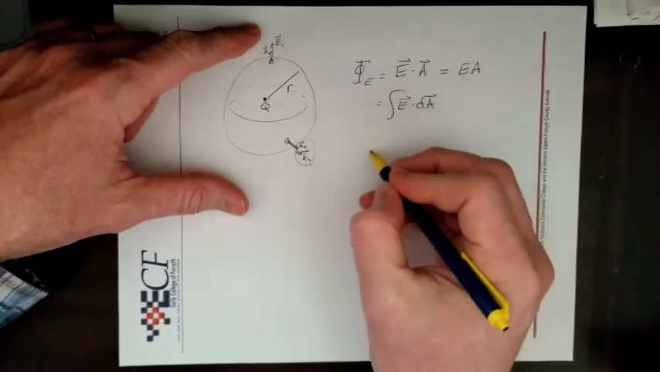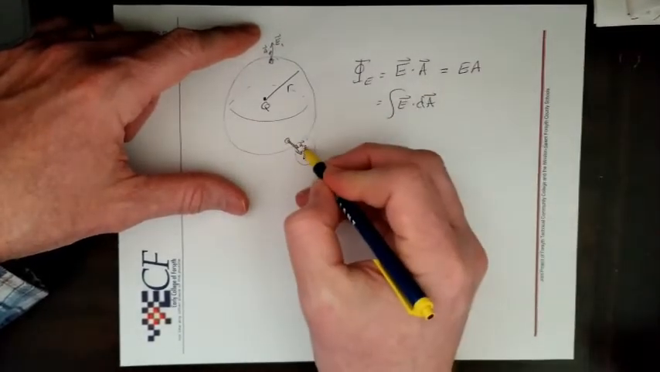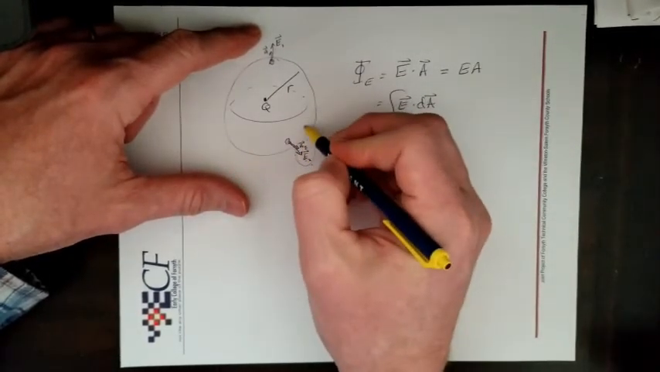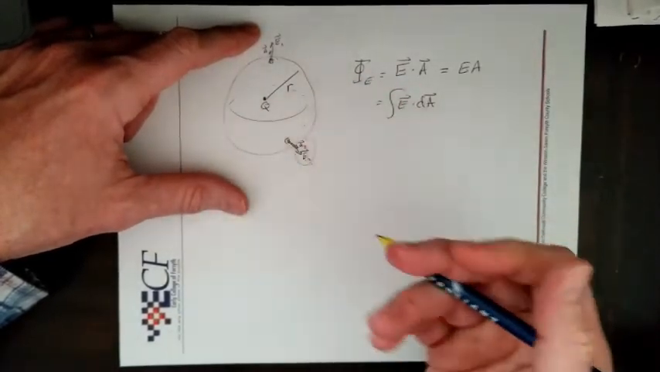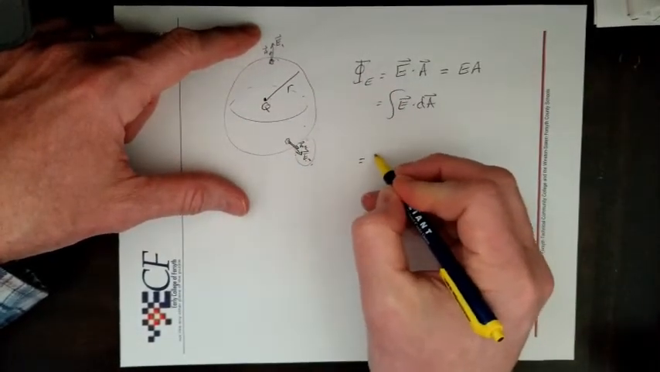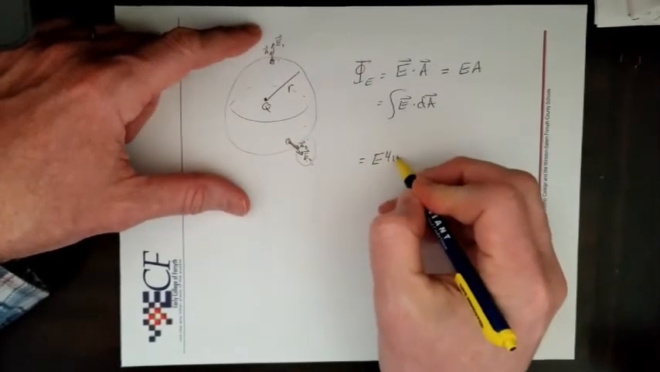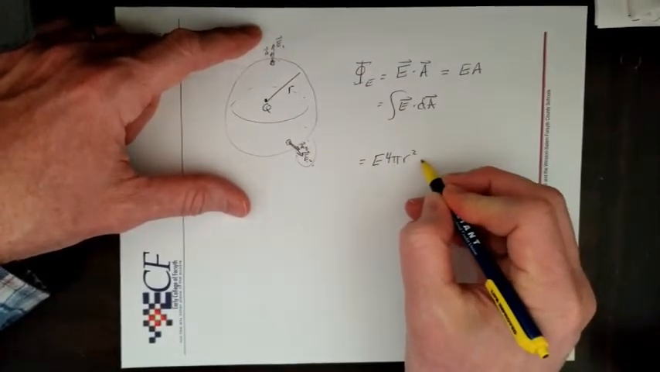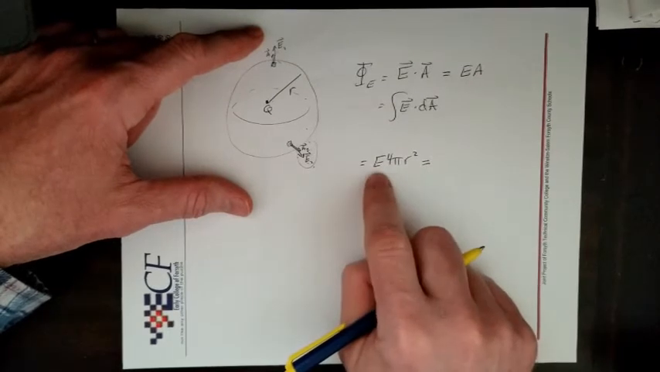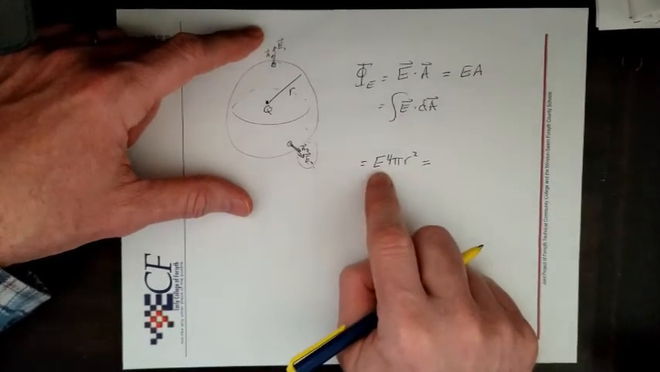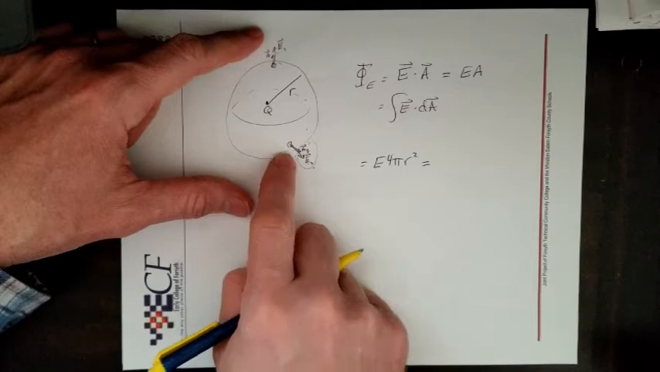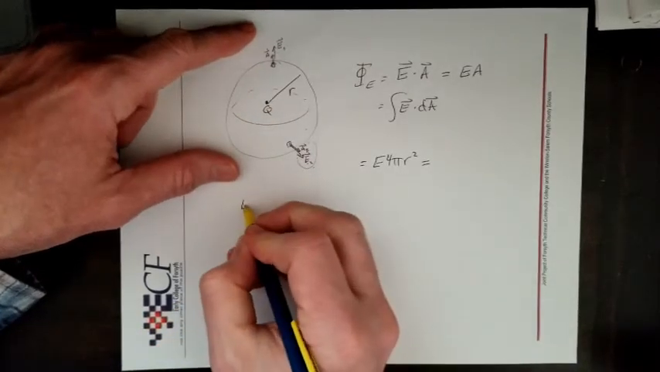In essence, what we end up with is some small little area here plus some small area there. But you add up all the areas, you get the total surface area. So this ends up being E times the surface area of a sphere, which is 4 pi r squared. And that is equal to, well, the electric field. We know the electric field at some distance from a point charge. There's a formula for it.